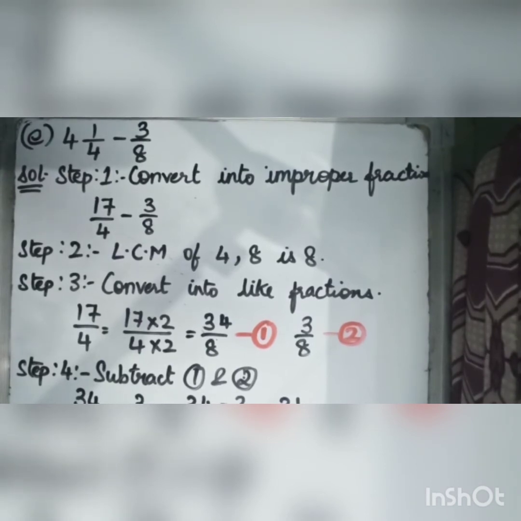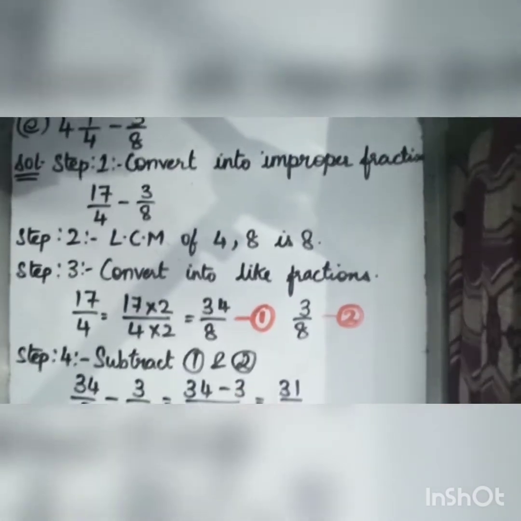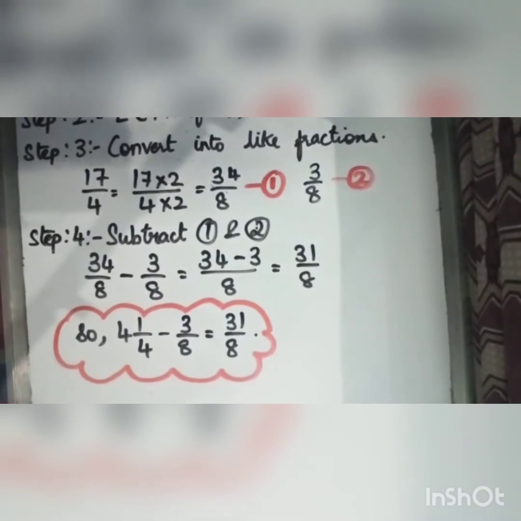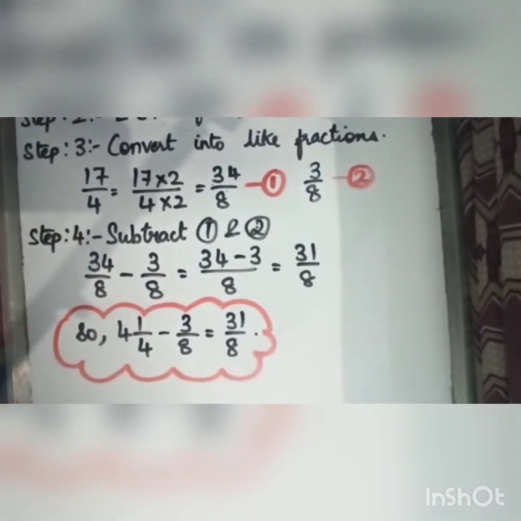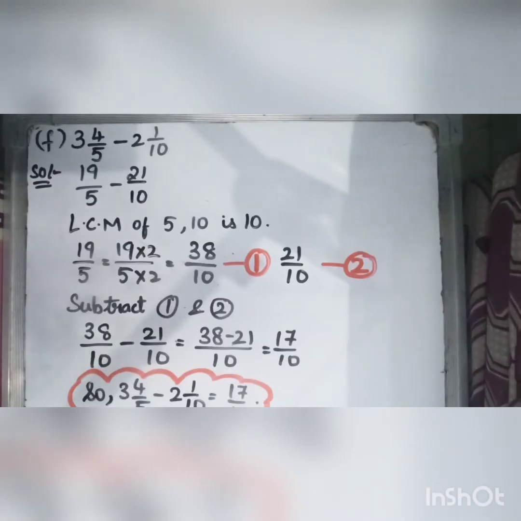When I convert, 17 by 4 is converted into 34 by 8, and 3 by 8 already has 8 as denominator. I need not convert it. Now the like fractions are 34 by 8 and 3 by 8. 34 minus 3. Denominators are same, so I can directly subtract the numerators. 34 minus 3 is 31. So the answer is 31 by 8. You will write the last statement as 4 1 by 4 minus 3 by 8 is equal to 31 by 8. Now let us see the F bit.